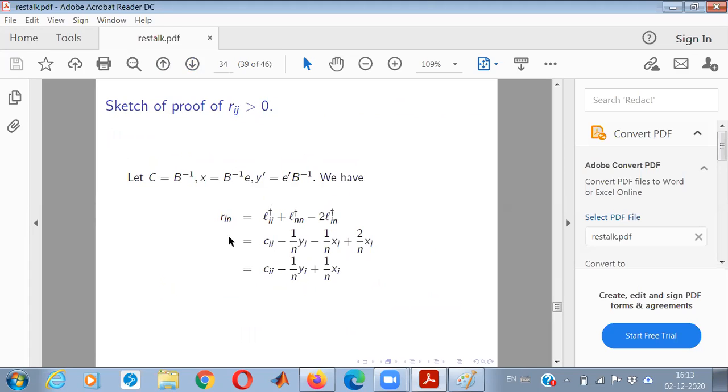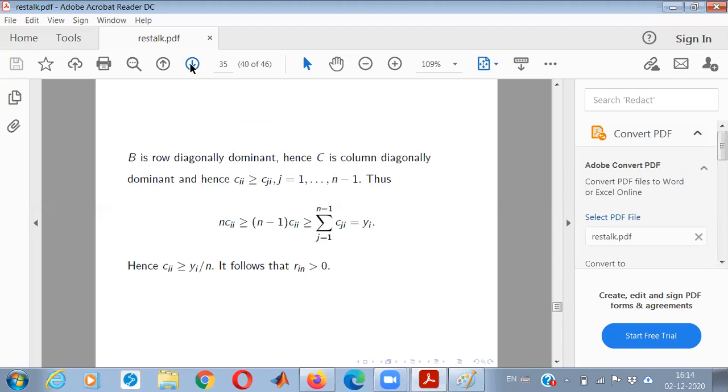So all we want to do is to show that RIN is positive. So I can throw away the last term, that is positive. And for the first term, we get some diagonal dominance in the C matrix, and that is how we are able to settle the first term. So B is row diagonally dominant. Diagonally dominant just means that the diagonal entry exceeds the sum of the absolute values of the off diagonal entries. So B is diagonally dominant along the rows. So C is diagonally dominant along the columns. And so CII is greater than or equal to CJI for all J. And that is what we are able to use.